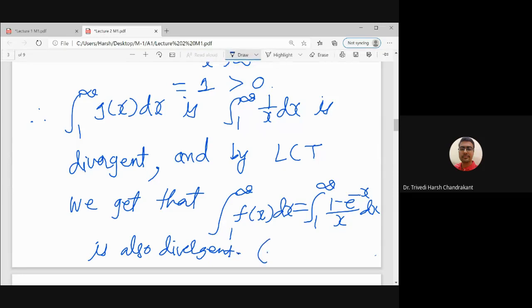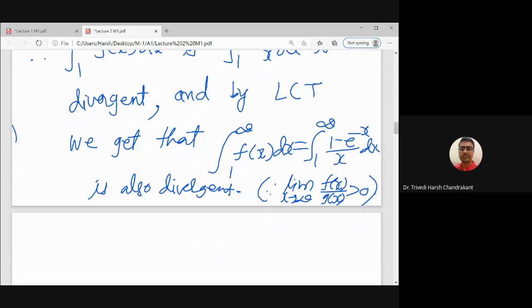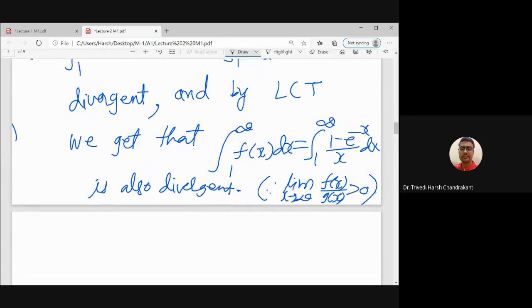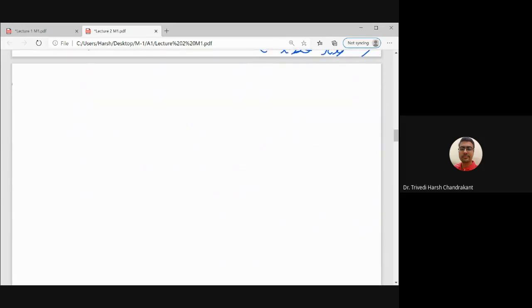So what we are using here is that the limit of f(x) by g(x) is greater than 0, right? So this is one of the examples of the limit comparison test where we cannot directly apply the comparison test, but with the same function we are applying the limit comparison test. So let us see some more examples.